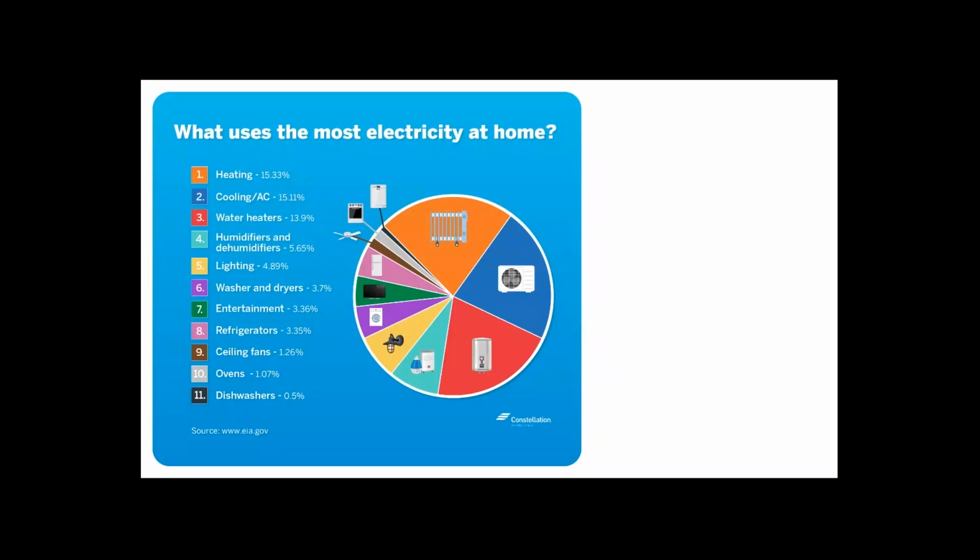But what is energy used for at home? It's mainly for heating, cooling, water heaters, humidifiers and dehumidifiers, lighting, washers and dryers, entertainment, refrigerators, ceiling fans, ovens, and dishwashers. This is probably from, well, again, it's probably India, yes. Which is surprising.